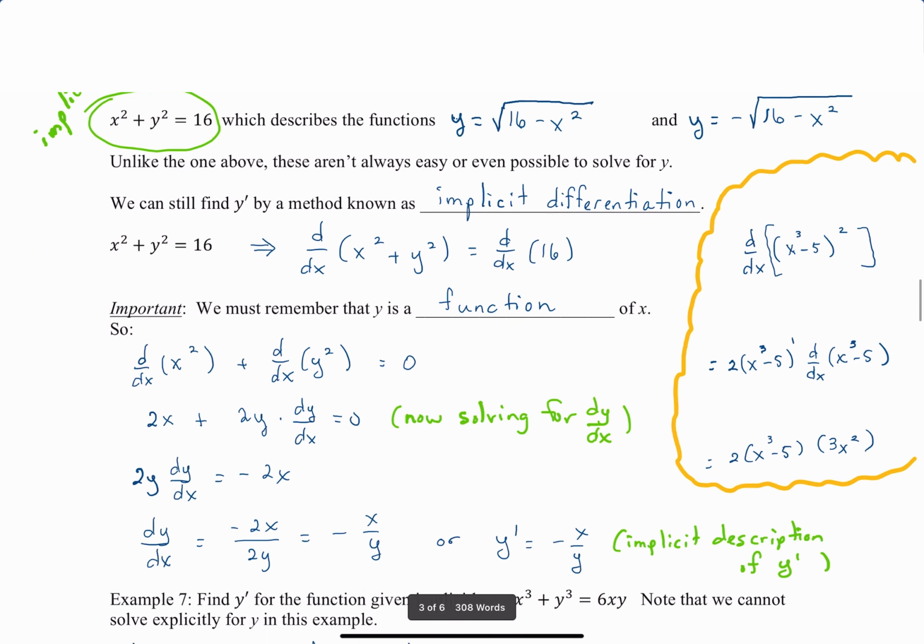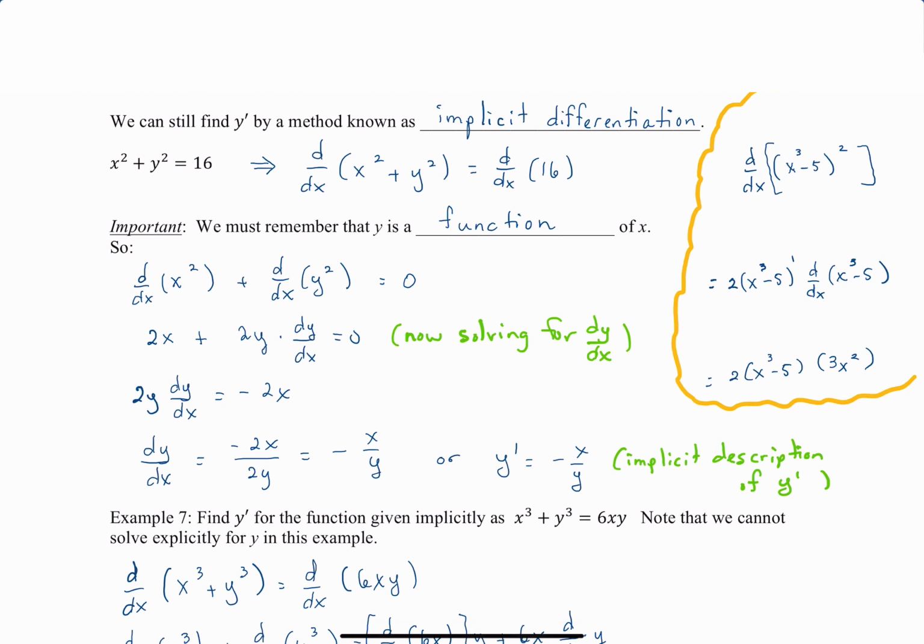So I'm going to take the derivative with respect to x on both sides of this equation. After all, if the left-hand side is equal to the right-hand side, they must have the same derivative because they're essentially the same thing. So d dx on both sides. Now, before we proceed further, really important, we must remember that y is a function of x. So y is not our independent variable that we're differentiating with respect to. It's a function of x. Okay, so let's keep that in mind.